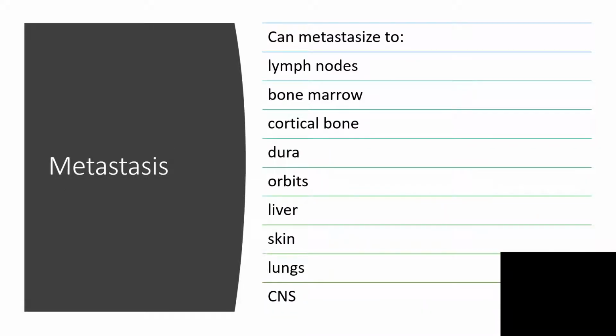It can metastasize to the lymph nodes, bone marrow, cortical bone, dura, orbits, liver, the skin, the lungs, and central nervous system.